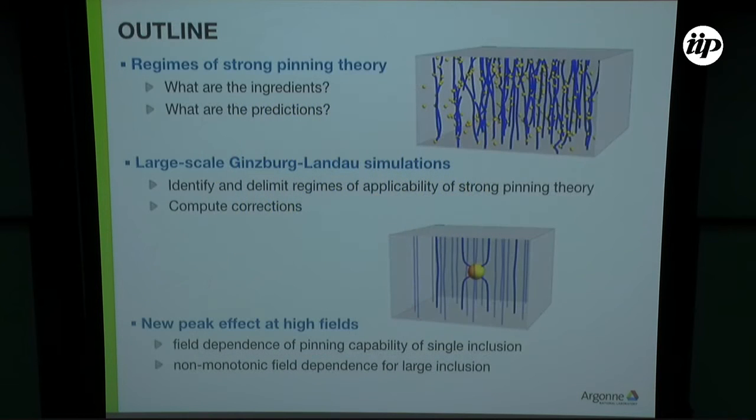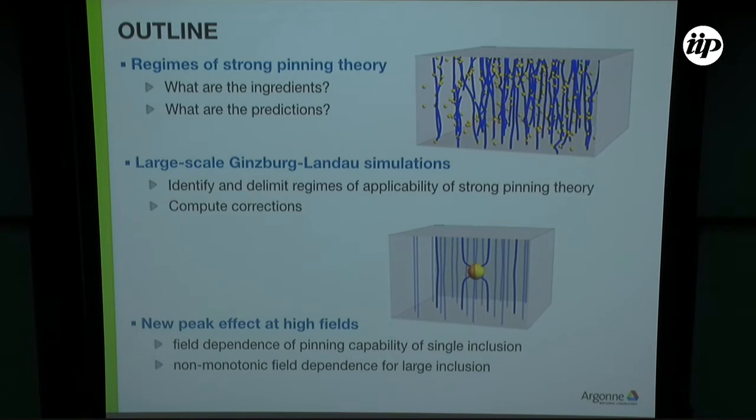So here is an outline of my talk. I'm going to explain how we can, as theorists, think of critical current, how we can describe them. For this, I need to revisit some ingredients, and then to see what the predictions are. And I will focus on strong pinning theory. We had already 2 talks this morning about this, so I will be rather brief on this.